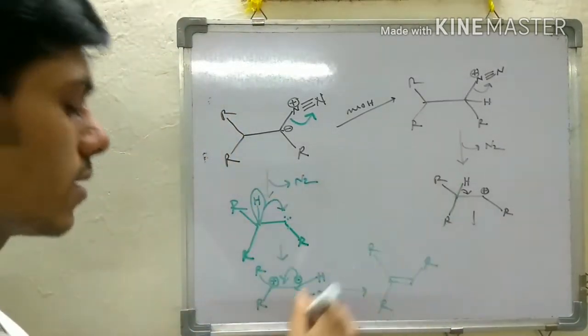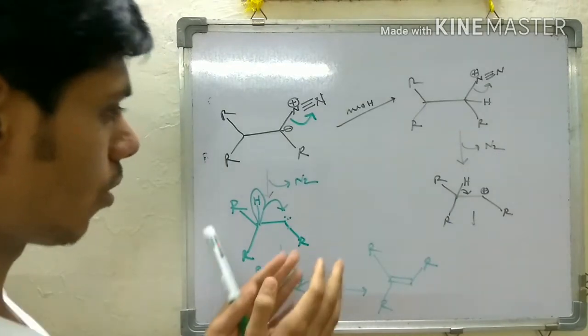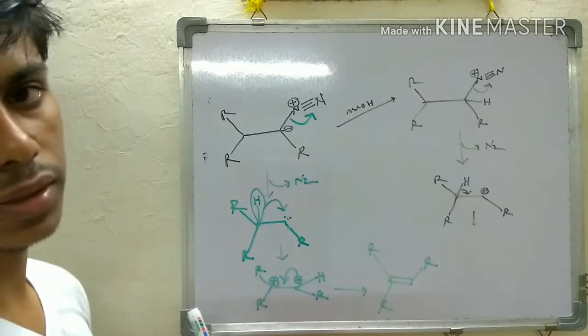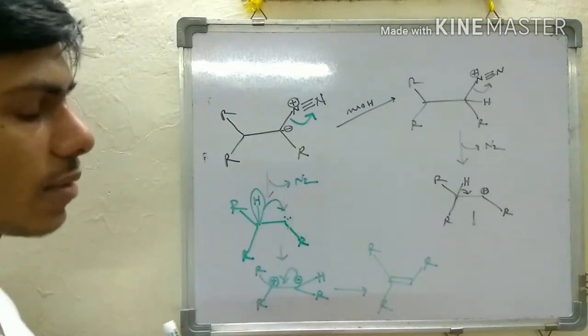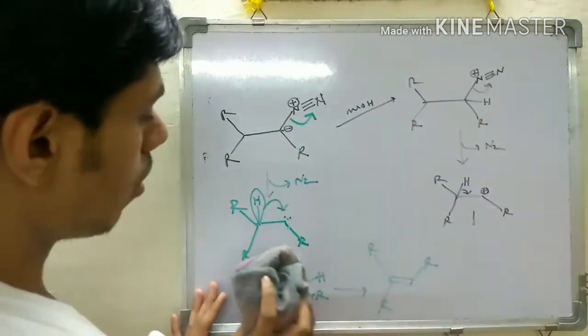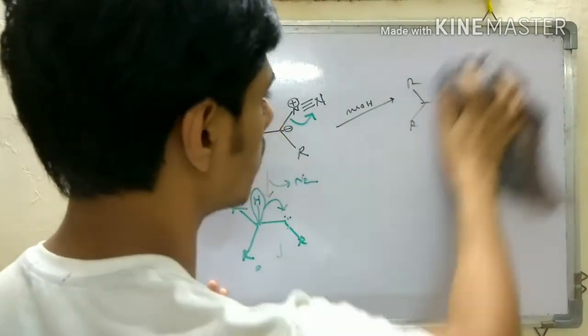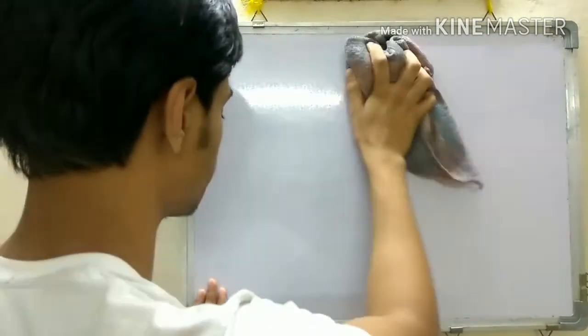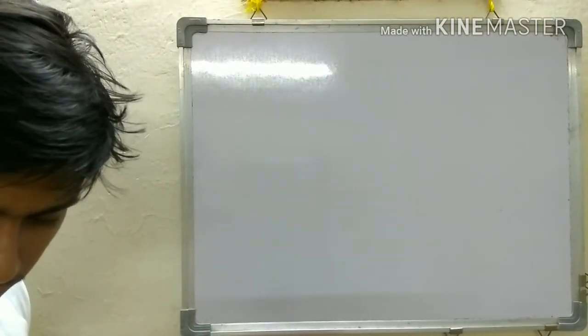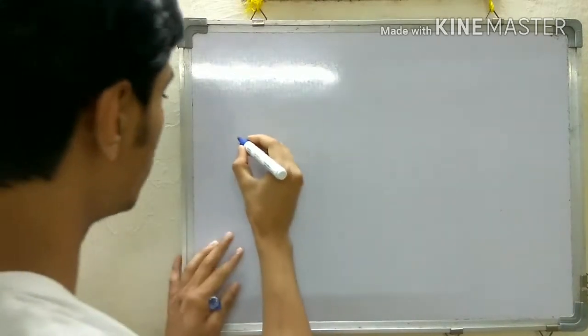So in both cases you get the alkene, but in one case it goes through a carbocation intermediate, in the other case it goes through a carbene intermediate. This is the difference, and this is the mechanism of the Bamford-Stevens reaction. Now what will be the mechanism for the Shapiro reaction? For the Shapiro reaction, I will take a specific example like this.